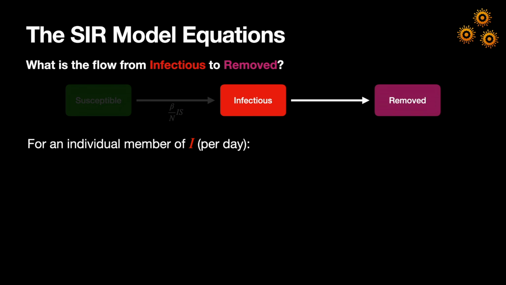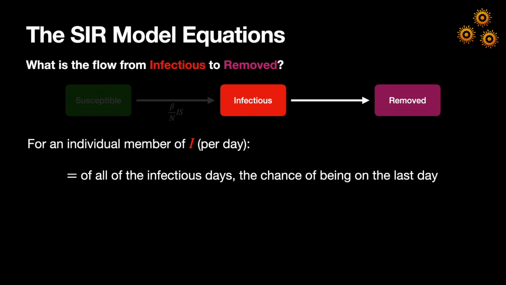It's a little easier to measure the flow from infectious to removed. Again, starting with the level of an individual member of the infectious box, what we want to figure out is, of all of the days that they are infectious, what's the chance that it's their last day? Because if they're on their last day of the infection, they're about to move into the removed box. But that's really how we defined that parameter gamma. What we said is that every infected person stops being infected after 1 over gamma days, which means that the chance that an infected person will flow into the removed box on any given day of their infection is just gamma.